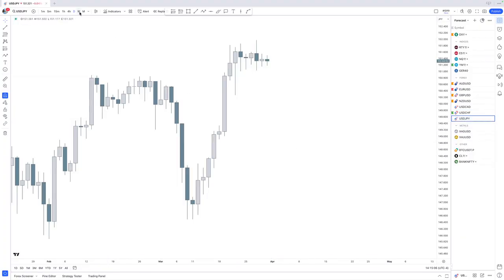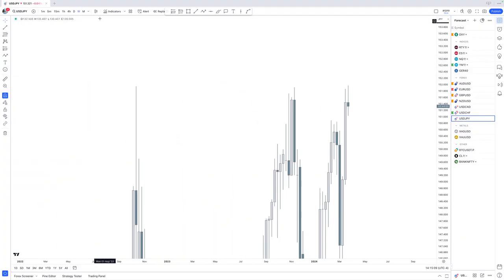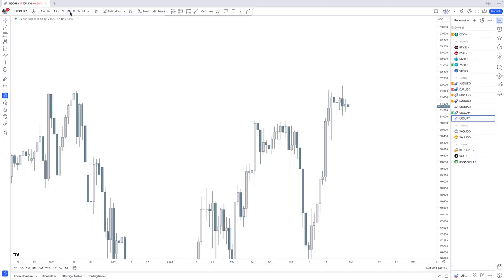US dollar JPY. Let's see. At an all-time high right there. And when we reach that all-time high, we're now consolidating on a day. Don't want to trade it.